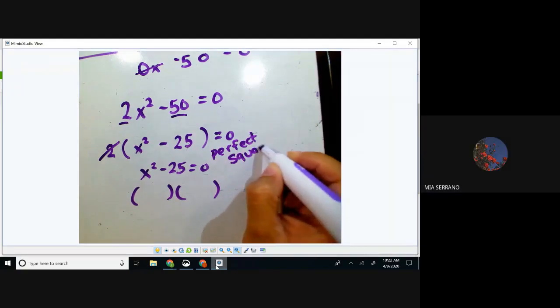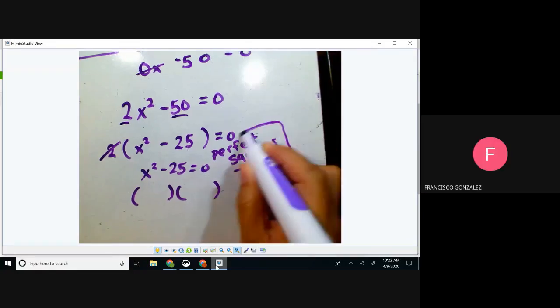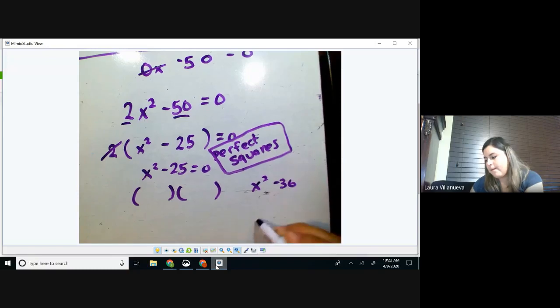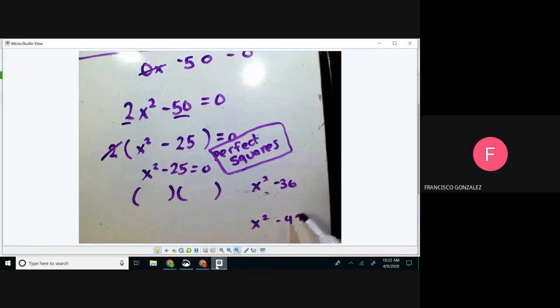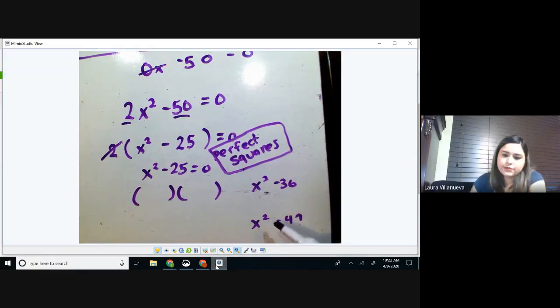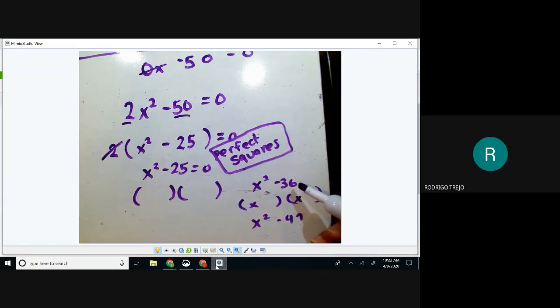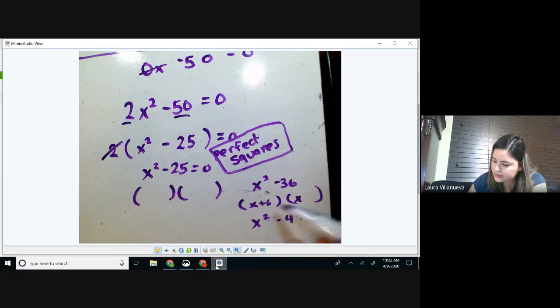Remember this or no? Perfect. No, ¿se acuerdan? No me acuerdo de nada. Cuando está en el board, perfect, lo haces dos veces. El perfect square de 36 es ¿qué? 6. So plus 6, minus 6.